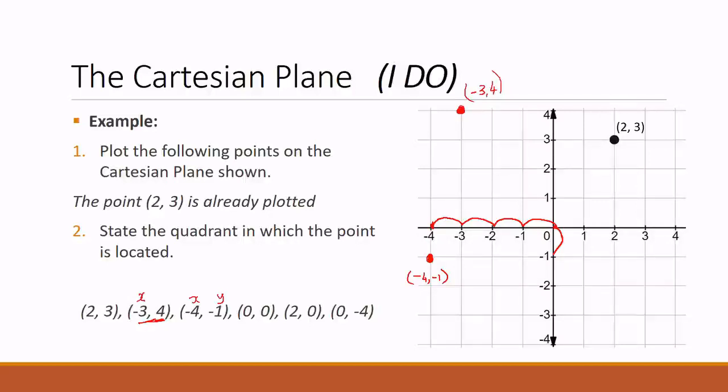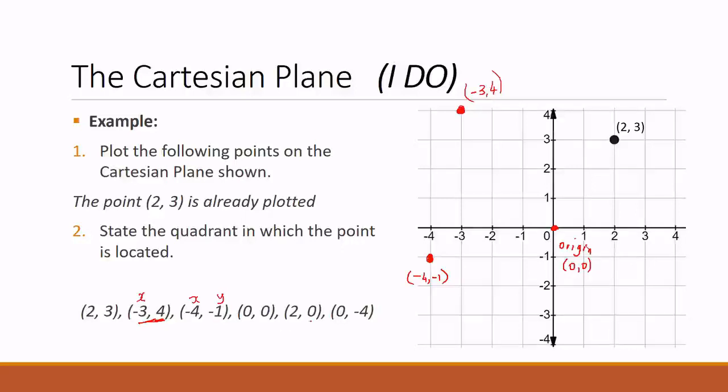The next coordinate in my list is 0, 0. Now, you might know by now that 0, 0 is actually our starting point. 0, 0 is right there at the origin. So the origin actually has that coordinate 0, 0. So that one's pretty easy. The last 2 might be a little bit tricky.